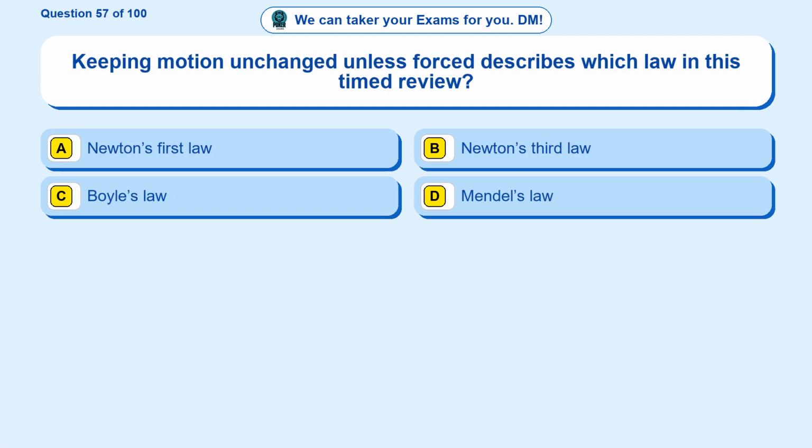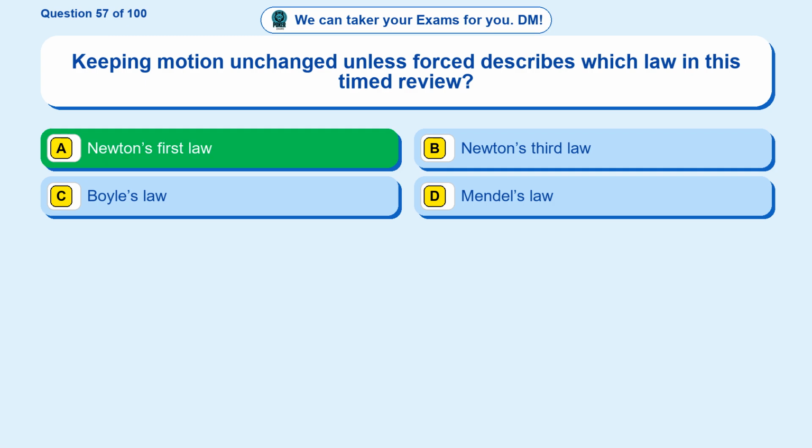Question 57. Keeping motion unchanged unless force describes which law in this timed review? Option A, Newton's first law. Option B, Newton's third law. Option C, Boyle's law. Option D, Mendel's law. The correct answer is option A.